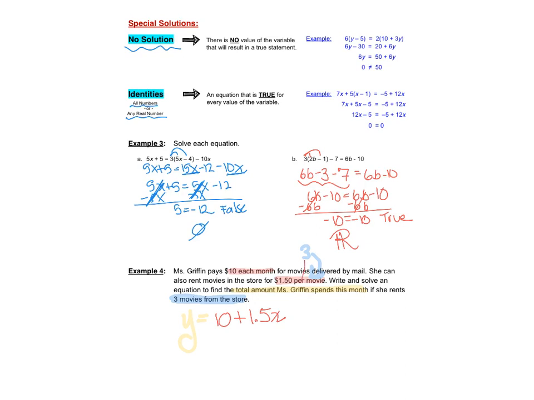And from there, like I said, if she's going to be renting 3 movies, I know that I'm going to need that 3 to go into my x spot because it was per movie. So now I have y equals 10 plus 1.5 times 3. 1.5 times 3 is 4.5. So my final answer is y equals 14.5, and that would be in terms of money because it says how much did Miss Griffin spend. Well, that would be $14.50 is what she spent.